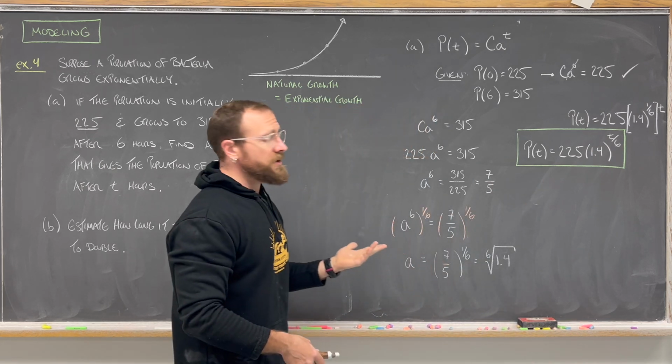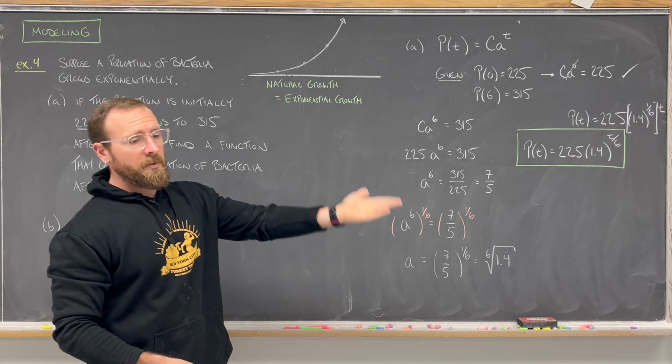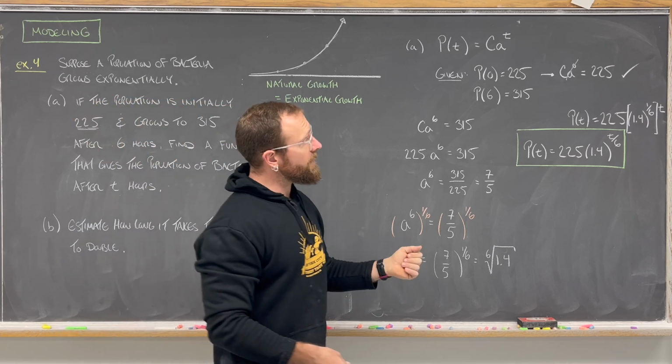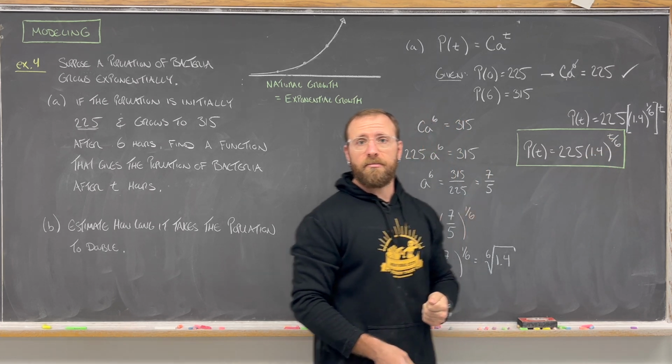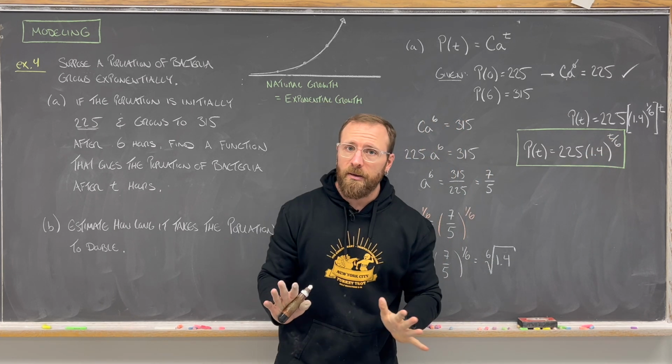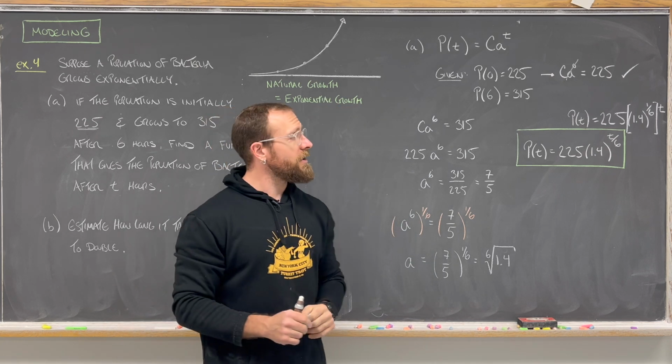Maybe I only observed it for 6 hours, but I want to know what the population will be in 30 hours or something like that, and I could just plug in t equals 30 and get my prediction. Okay? It is just a model. It is not an actual fortune teller.